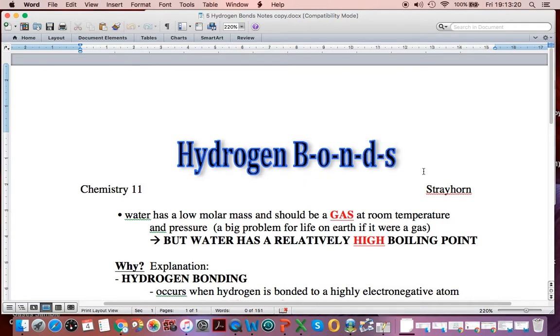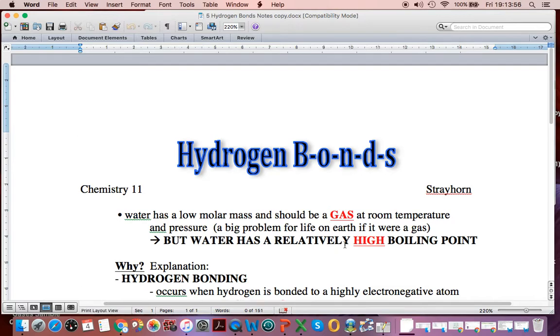Fairly impressive. Water has a low molar mass, and by now you know that's 18.02 grams per mole. What this means is it should be a gas at room temperature, that the molecules are light enough they can fly away from each other and evaporate. That would be a big problem for life on Earth. You think of things that require water. We have oceans, we have lakes that are liquid because of hydrogen bonds, but also even things like your blood and whatnot. So life on Earth would have a lot of problems without hydrogen bonds.